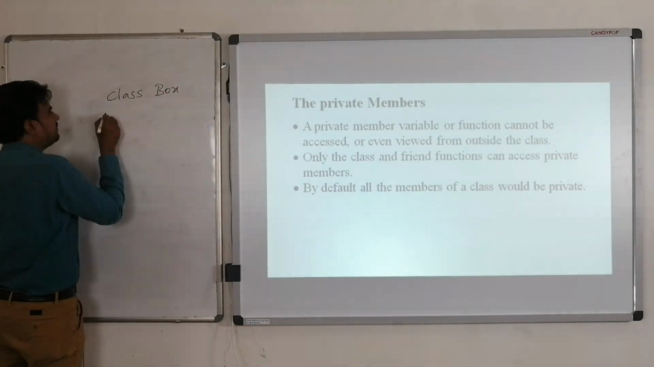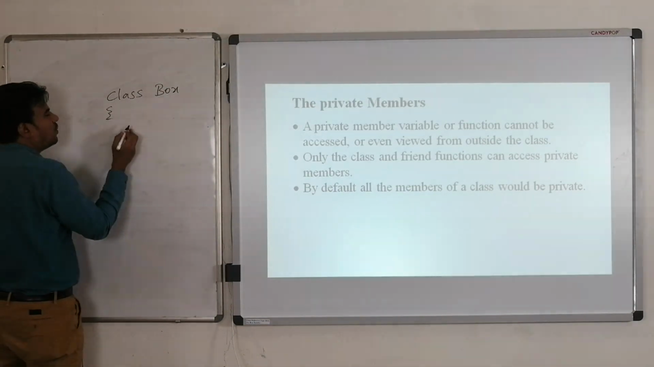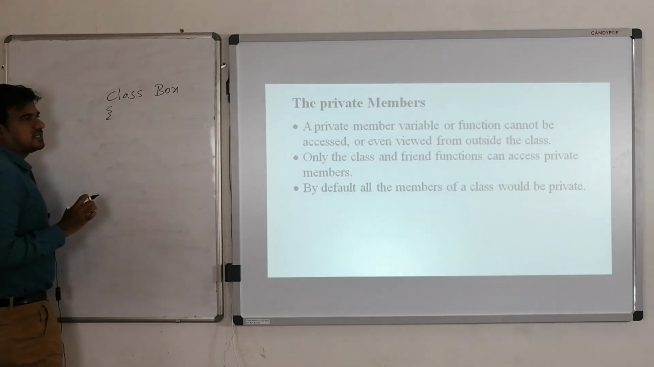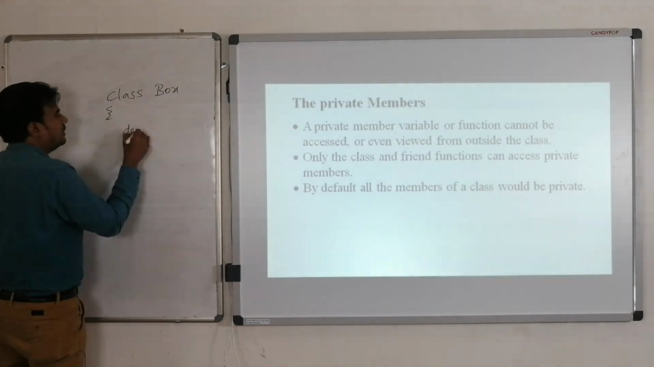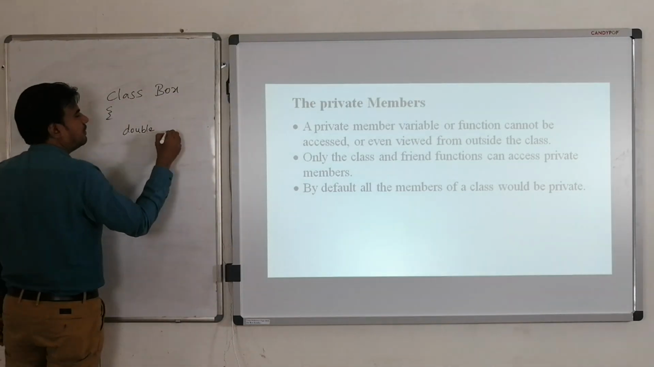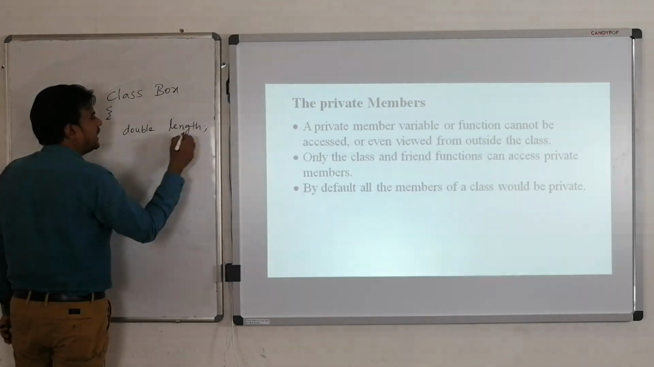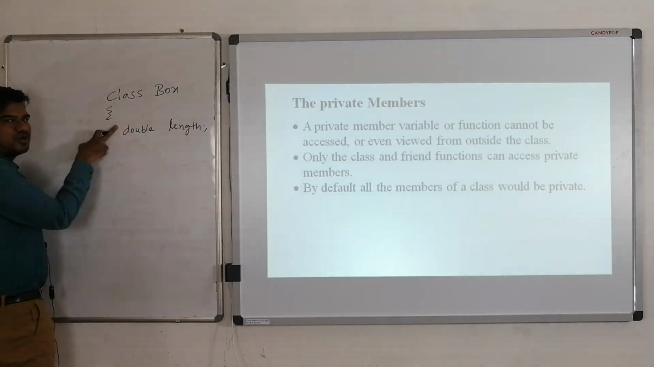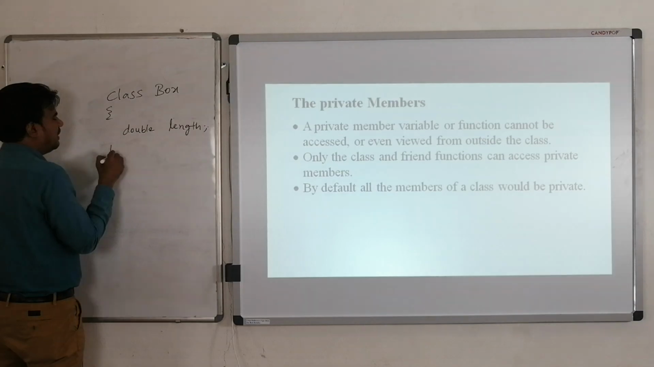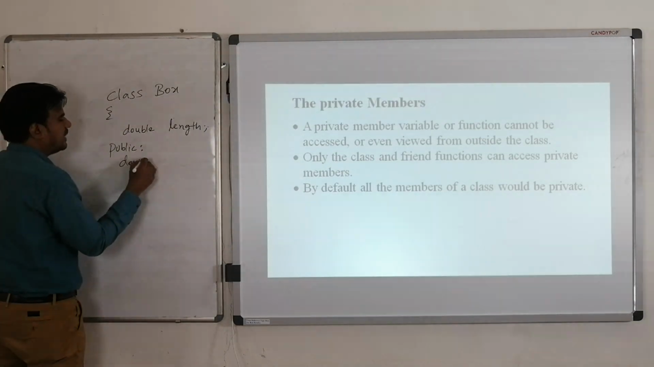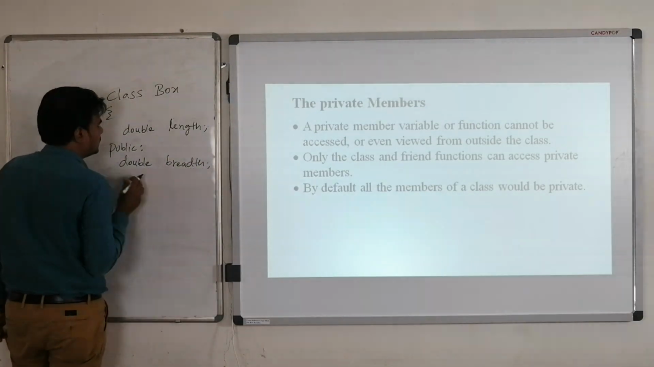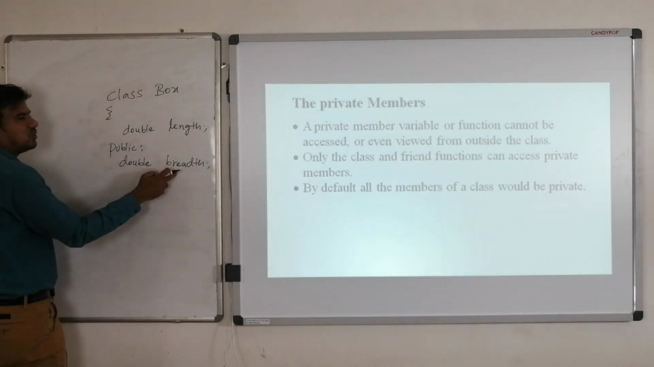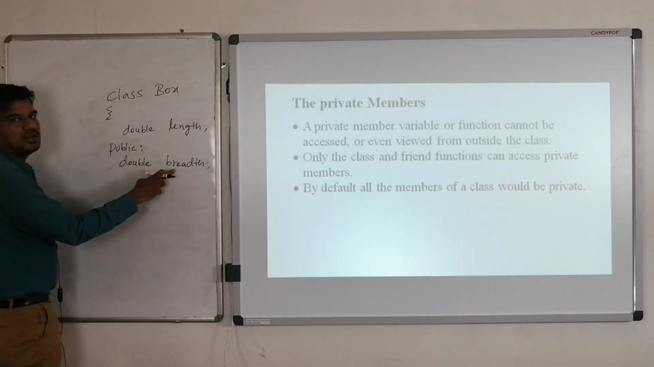So same class box I am taking, and in it one data member without any access modifier, that is, let us assume double length without any access modifier. By default the access modifier will be private only. Now I am taking one public access modifier, and I am taking my data member as public breadth. So this is open to the world. This we can access without any public method.